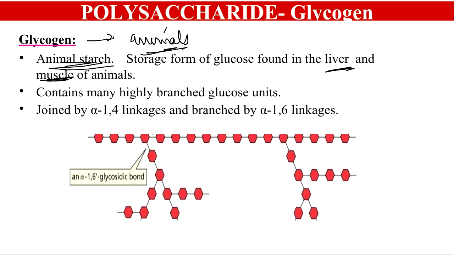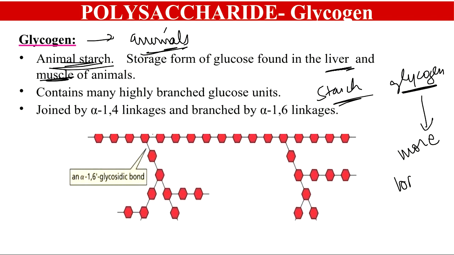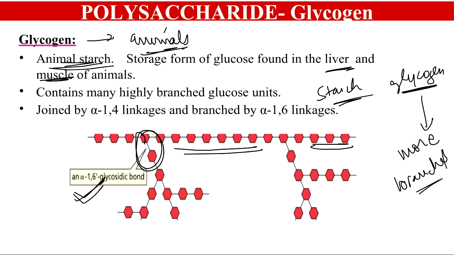Now, I told you that starch and glycogen look very similar, but the only difference is that glycogen is more branched. It is highly branched. The kind of linkages present in starch will be present inside the glycogen, but the only difference is that there will be more branching. At the branch points, we will see alpha-1,6 glycosidic linkage, whereas in the linear chain itself, all the linkages are going to be alpha-1,4.